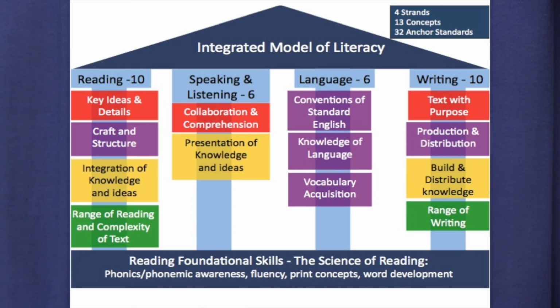So now let's go back to the house structure and make a couple of connections. When we look at key ideas and details in terms of reading and we make the connection to the writing strand, if key ideas and details in reading are when students are able to take away an author's message from a text, when we turn that over to writing and text types and purposes, our students are going to become the authors and they're going to wrestle with how they communicate a message to an audience.